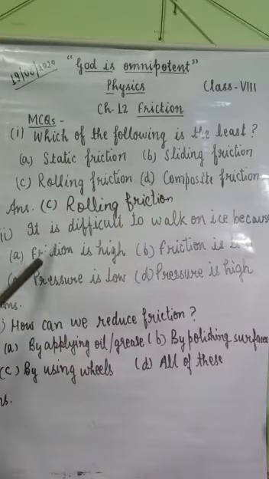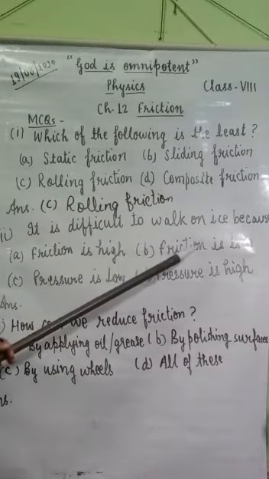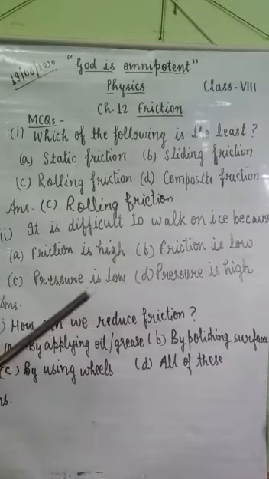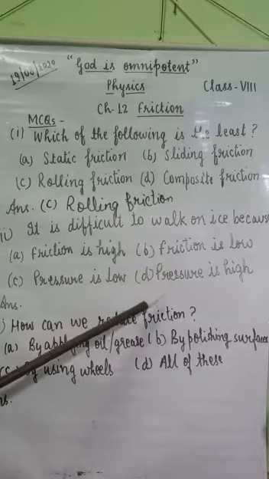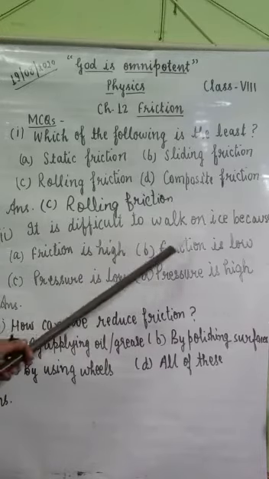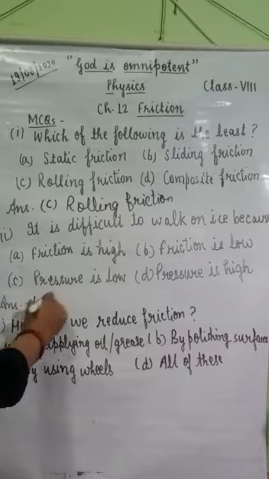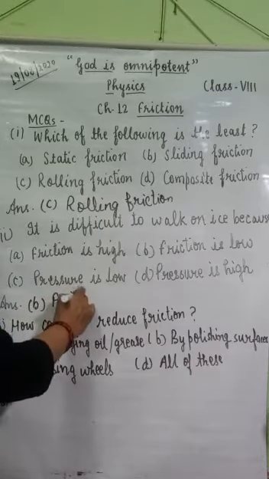Next is, it is difficult to walk on ice because friction is high, friction is low, pressure is low, or pressure is high. Due to low friction, it is difficult to walk on ice. So option B is correct. Friction is low.